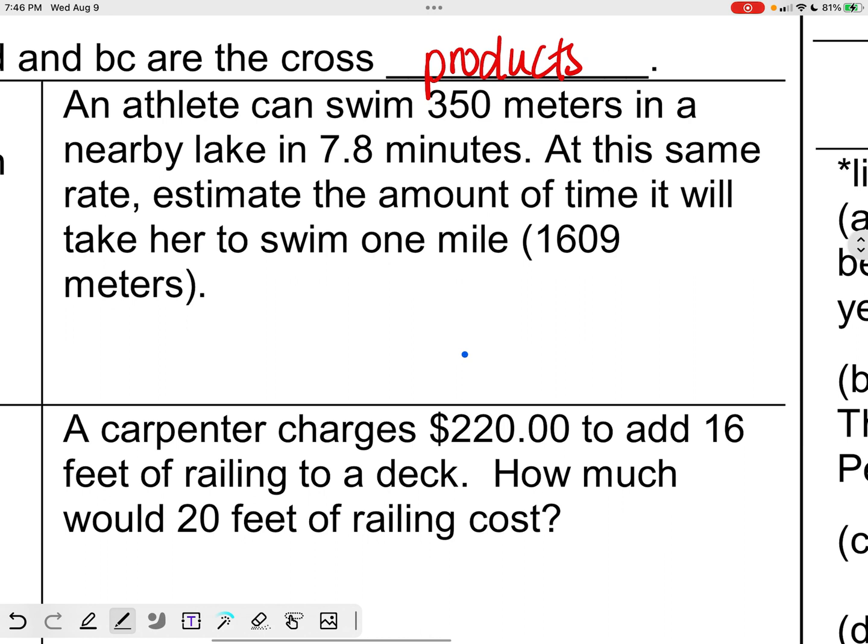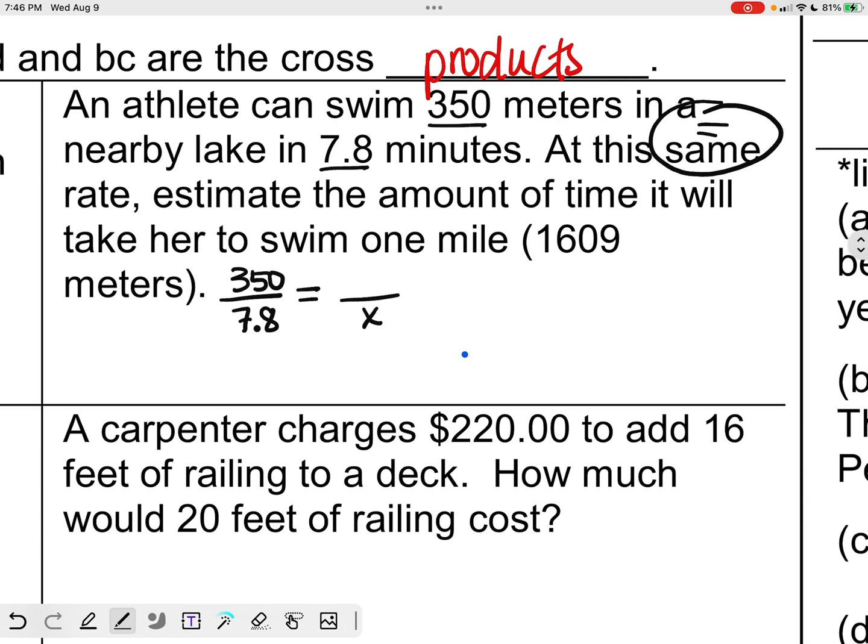An athlete can swim 350 meters in a nearby lake in 7.8 minutes. So we can write these two pieces as a ratio, and that's going to be equal to, at this same rate, the following. Estimate the amount of time it will take her to swim 1 mile. They gave us that conversion. We don't know our time, so our x will be on the bottom piece, and that 1609 will go on top.